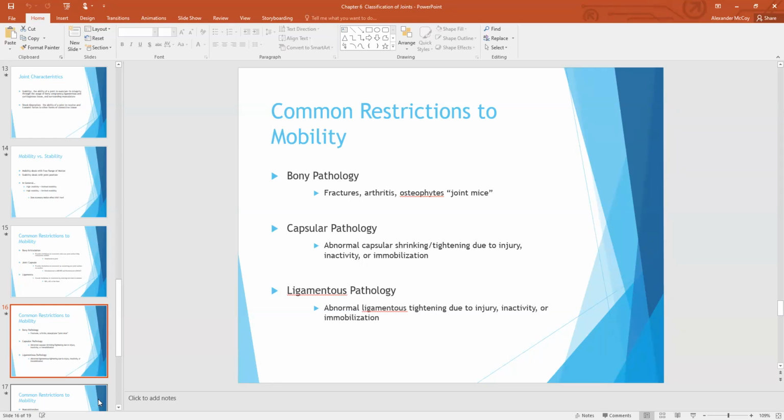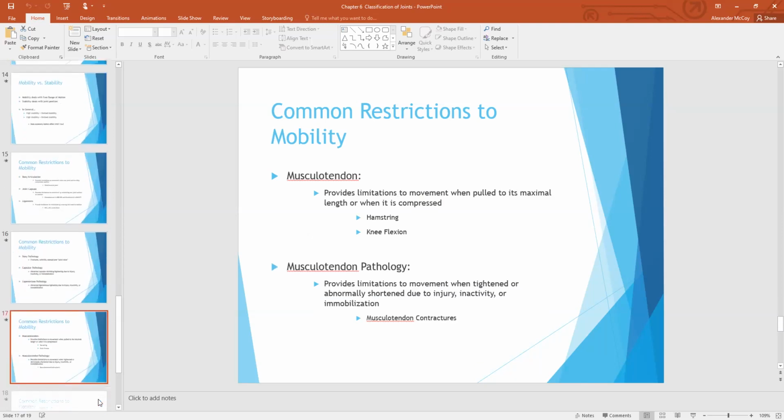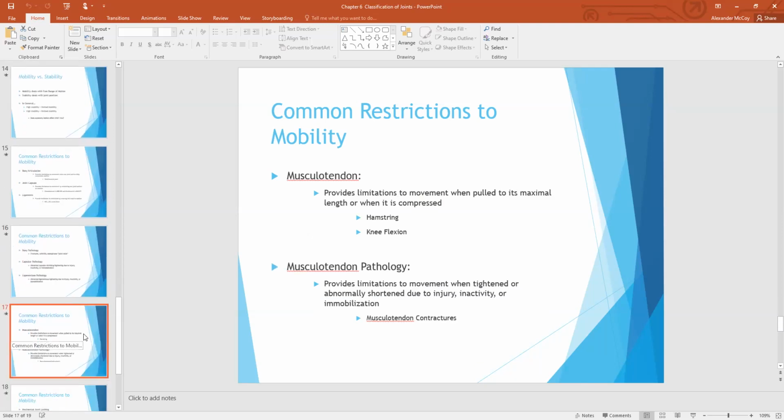Ligament pathology. So this means that something happened to a ligament due to injury, inactivity, or immobilization. Again, something happened to the ligament, and so it's starting to lock down that mobility. Sorry, guys. All right, so hopefully all that's making sense.